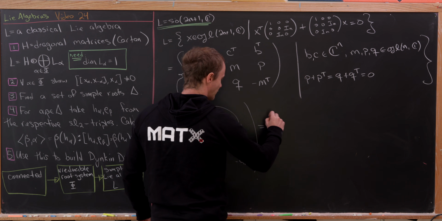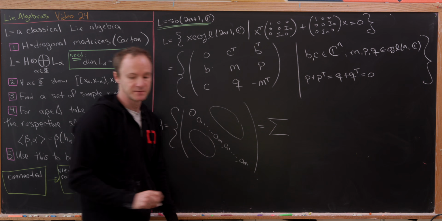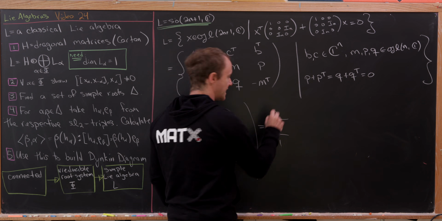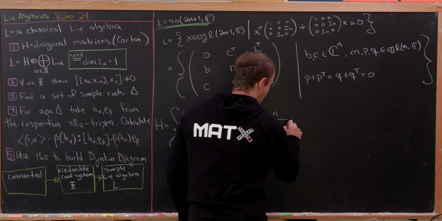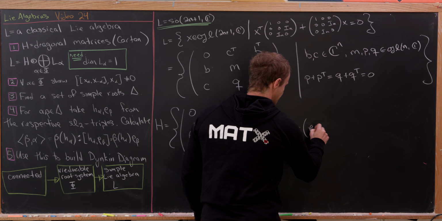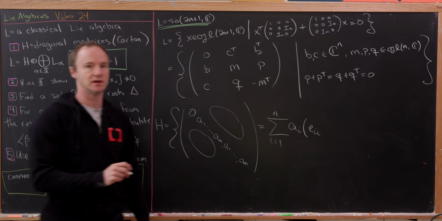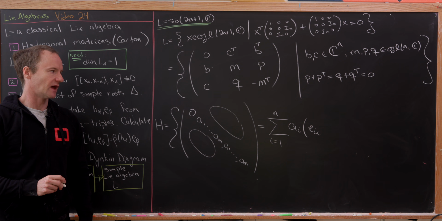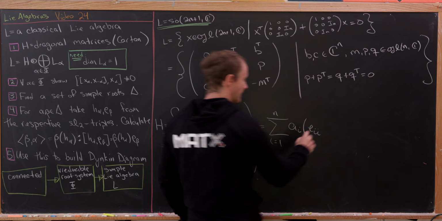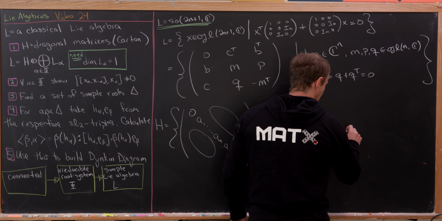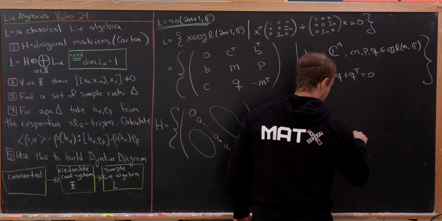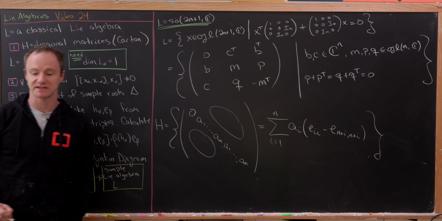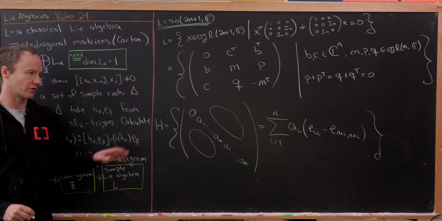But observe that we can write that as follows. That can be written as the sum as I goes from 1 to n of AI times the matrix EII, so that's a matrix where you have a 1 in the II spot and a 0 everywhere else, and then minus E(n+I),(n+I). So that's a matrix with a 1 in that n plus I spot and a 0 everywhere else.